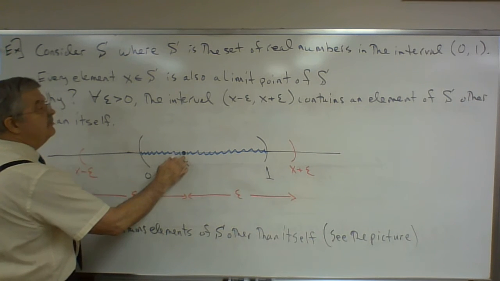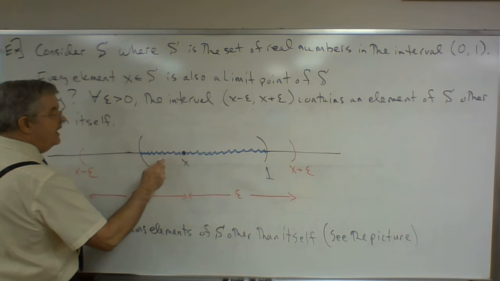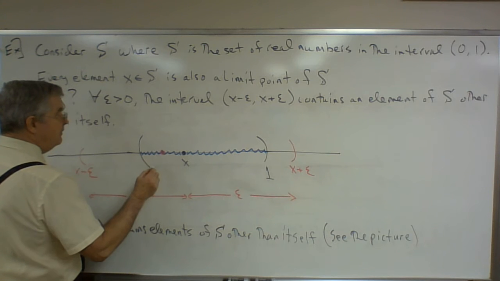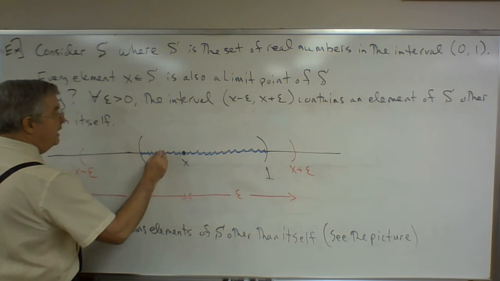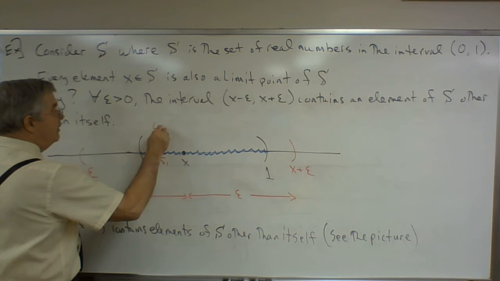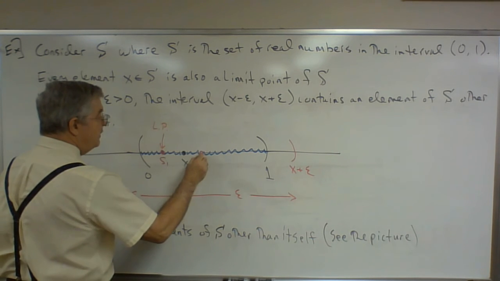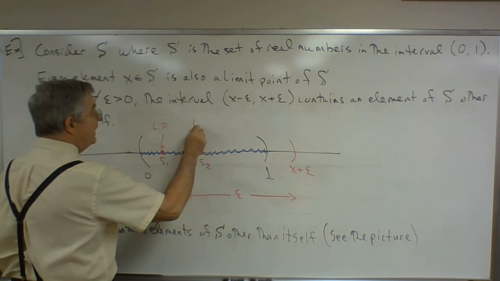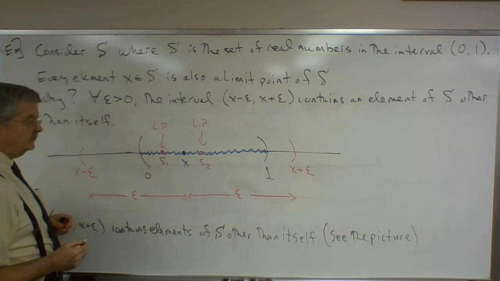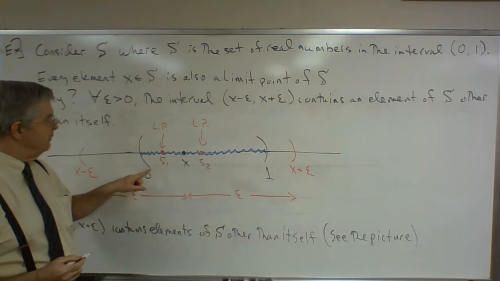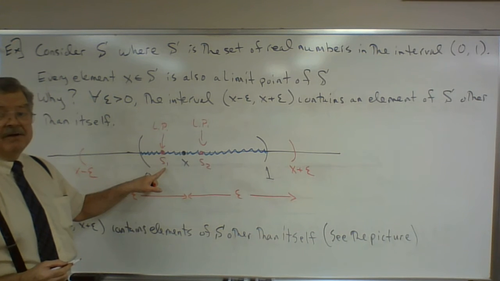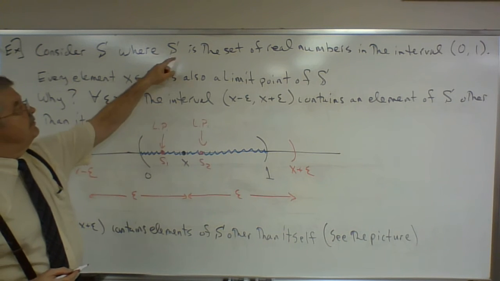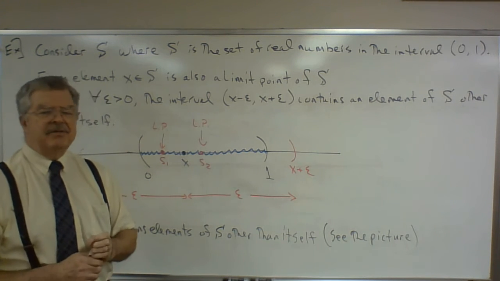If X is inside the set S, then somewhere between 0 and X, I can pick a point of S, and I'll call it S1. That's a limit point. Over here, I'll pick a point S2, somewhere between X and 1. That's a limit point also. So between X and 0, I can pick another real number, S sub 1, that's going to be an element of the set S. Let's see, why can I do that?